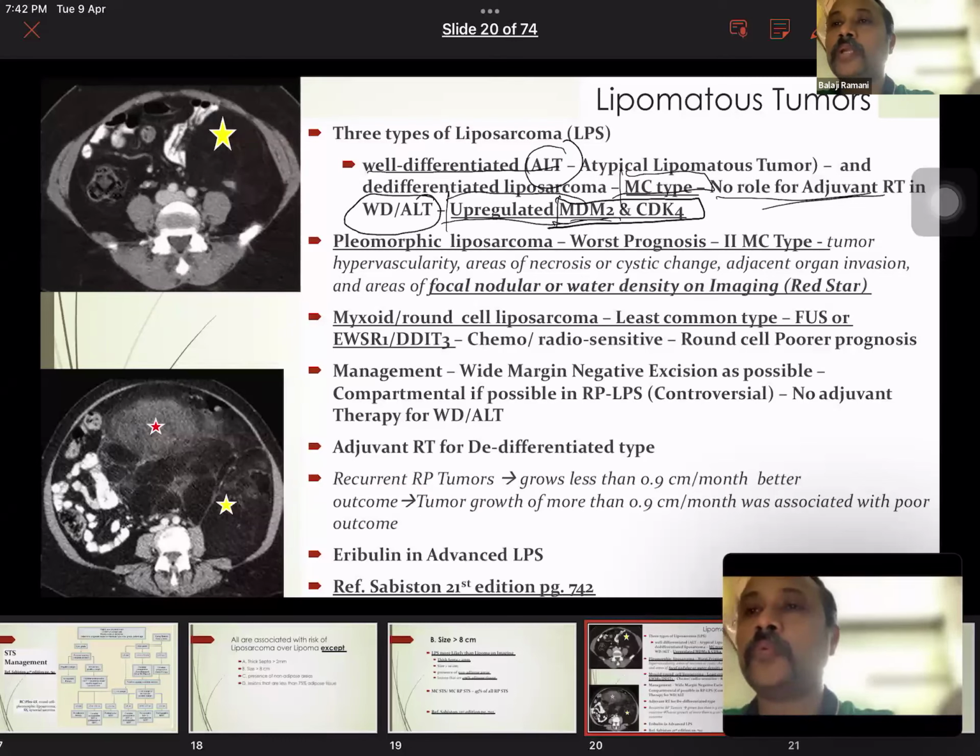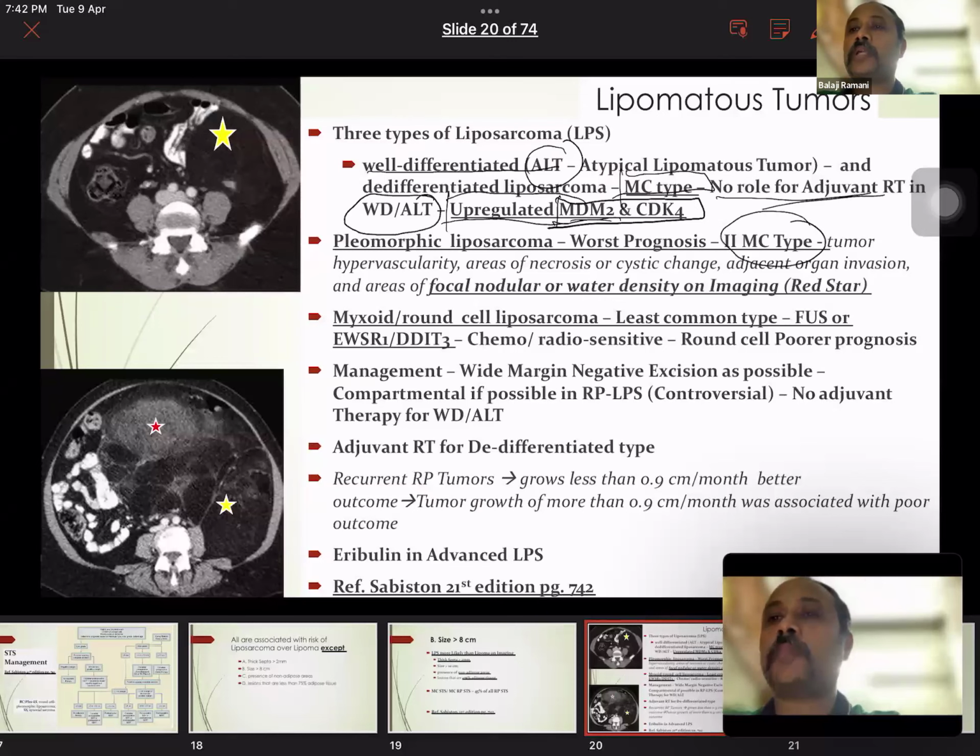So MDM2 and CDK4 being upregulated is going to be found in your liposarcoma. Pleomorphic liposarcoma is the second most common type. It has got the worst prognosis. Wherever you hear the term pleomorphic, usually it is going to have a poorer prognosis, and the same applies to your liposarcomas as well.